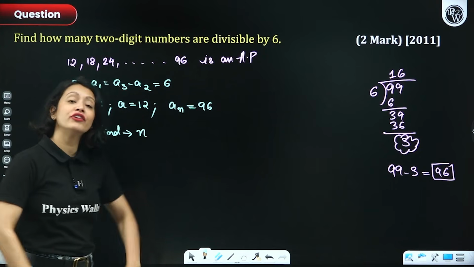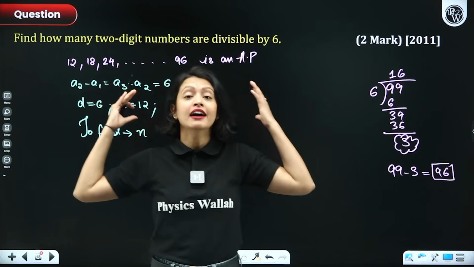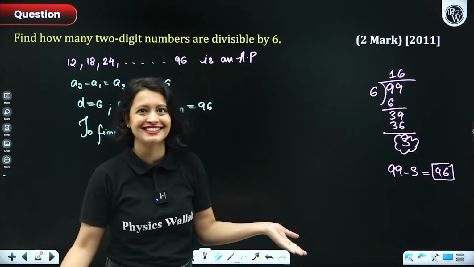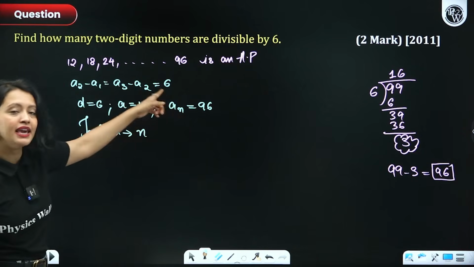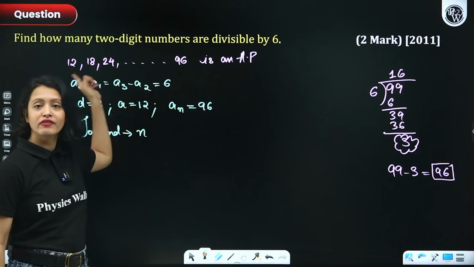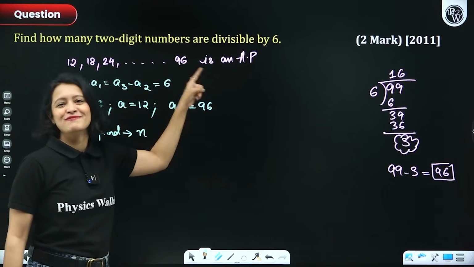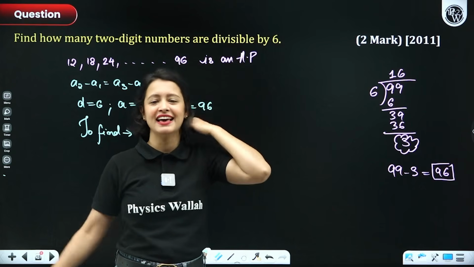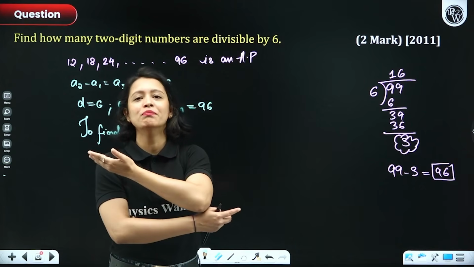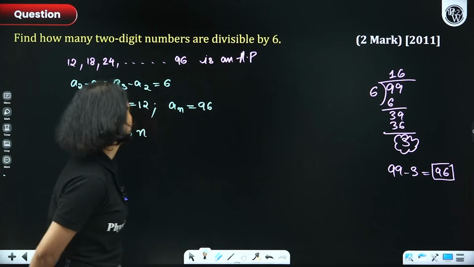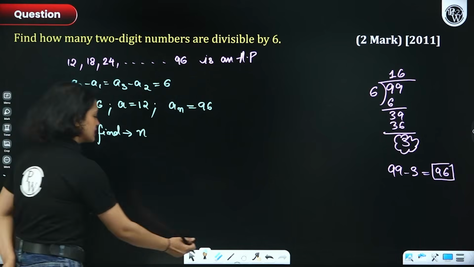Yes or no? We have to figure out how many 2-digit numbers are divisible by 6, right? So I wrote this AP, and all I need to do is figure out the value of n, figure out the position of 96. Because whatever the position of 96 is, that many numbers are divisible by 6. Okay, so let's start solving.